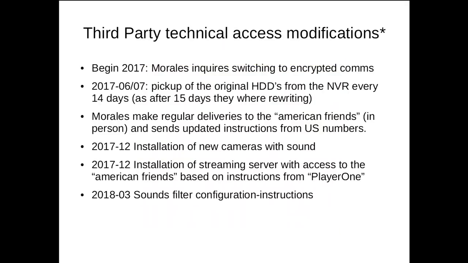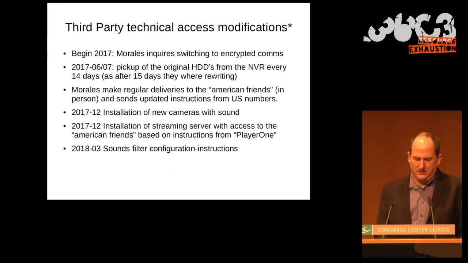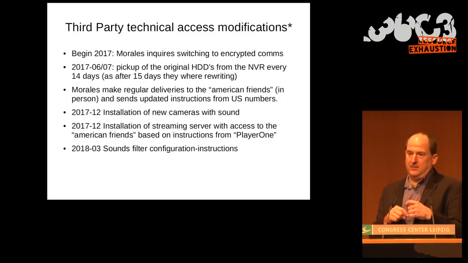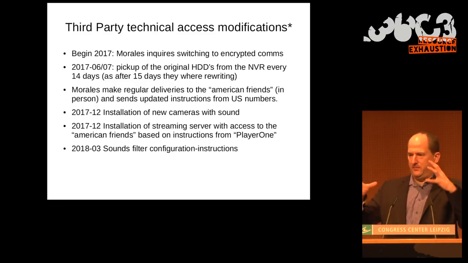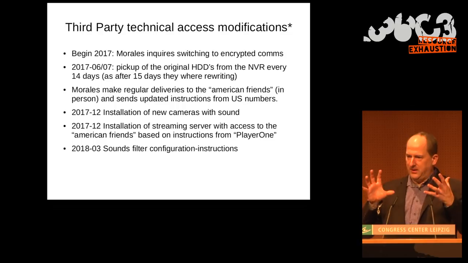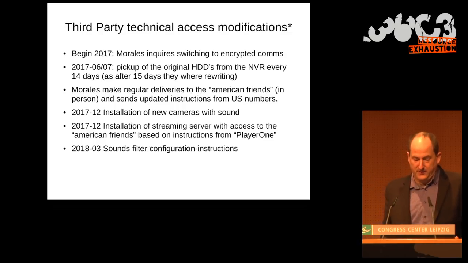The third-party modifications for the access to the whole thing started mainly in the beginning of 2017, after he also switched to encrypted communications. Actually, the switching to encrypted communication might, by the way, also have to do with a regime change, so to say, in the United States, as the Trump administration was taking power, and they were scared that different departments would interfere with each other. So it became a little complicated in their own threat modeling paranoia, however you want to call it.